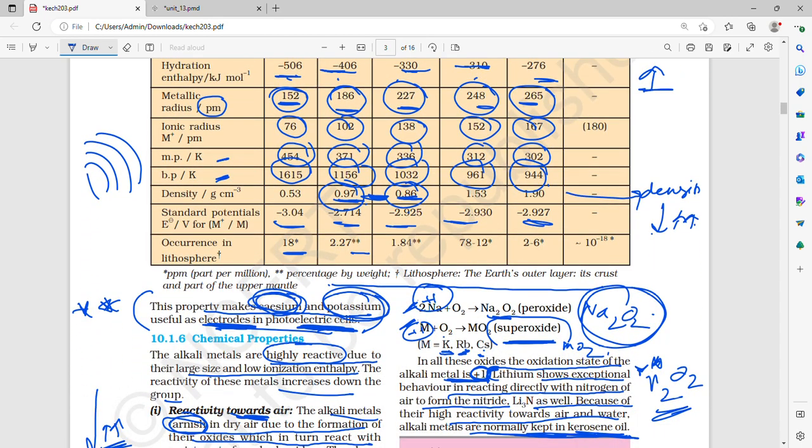Then the metallic radius also increases as we go down the group, as new shells start getting added. The ionic radius also increases down the group.